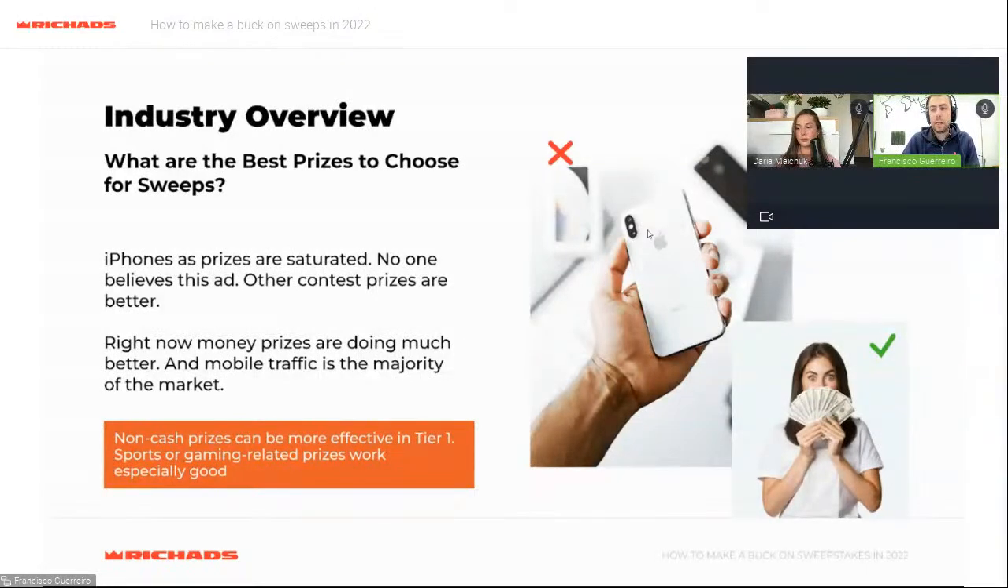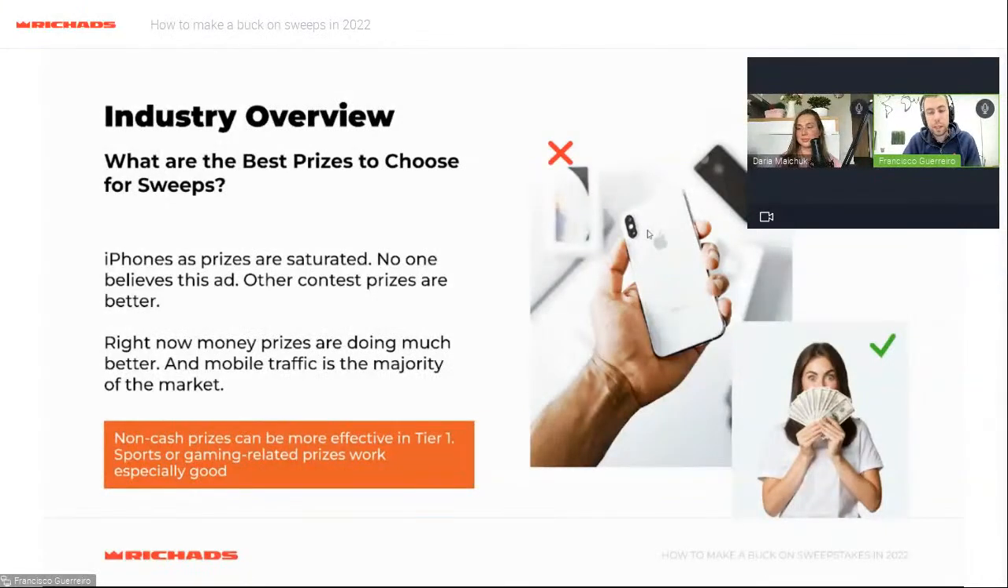So sweepstakes is very much one of the strongest industries and verticals in this field, but the contest prizes have started to diversify away from simple iPhones. So right now, at least what we see is that money prizes are doing much better. Talked about this earlier, and I can confirm it. Money is for sure one of the top verticals in terms of prizes. But other prizes, which I will speak about later, also have been growing a lot in terms of results.